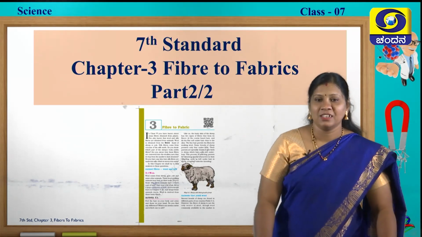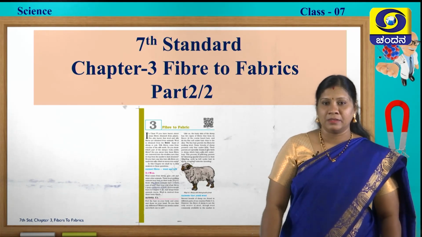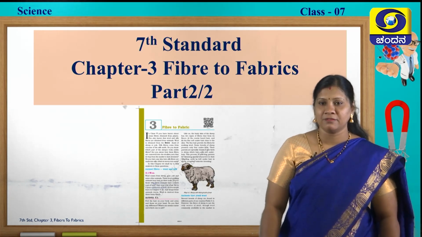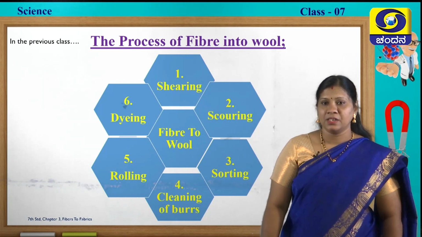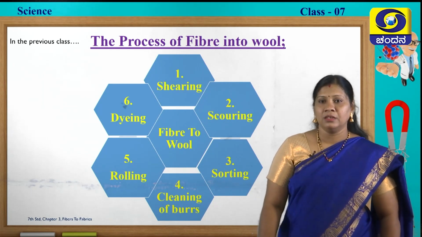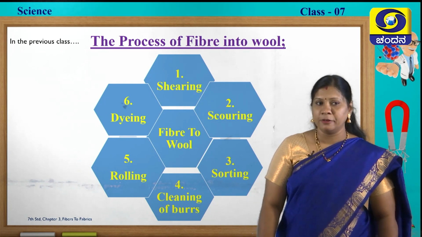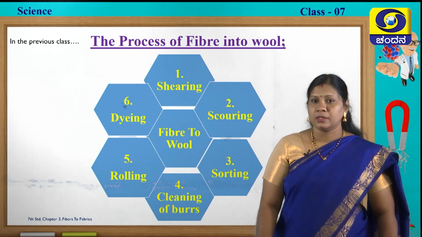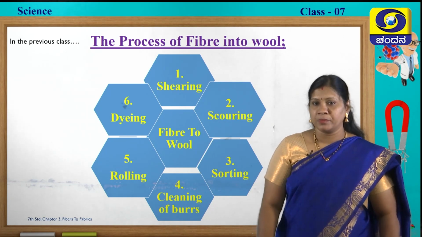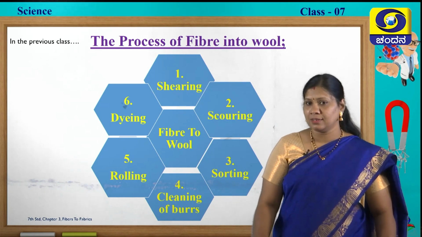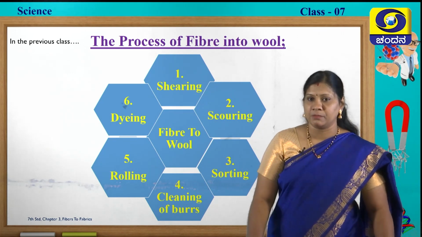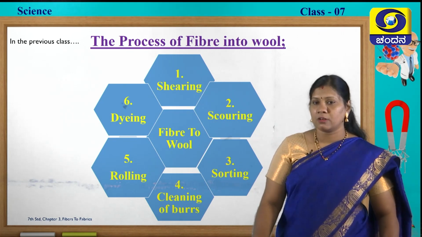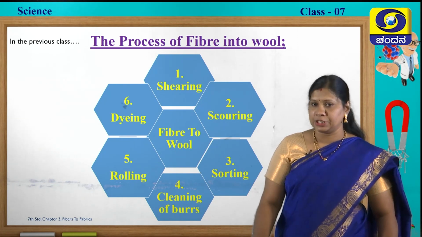Welcome students to this second session of third chapter, 7th standard, Fibers to Fabrics. In the previous class we studied how wool is obtained from a sheep or a goat, the process of fibers to wool. These are the steps involved in the extraction. First is shearing. Shearing is nothing but shaving, that is, removing the skin of wool from the sheep.